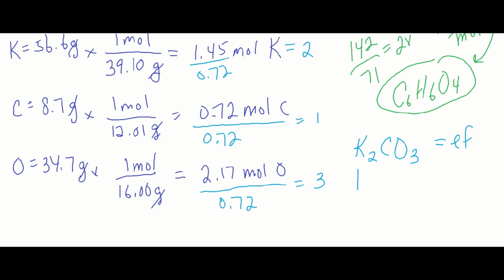So let's get the empirical formula mass. Potassium is 39 times 2, 78. Carbon is 12, and 3 oxygens is 48. So the empirical formula mass is 90 plus 48 is 138 grams per mole.